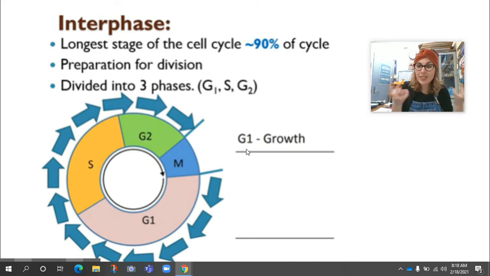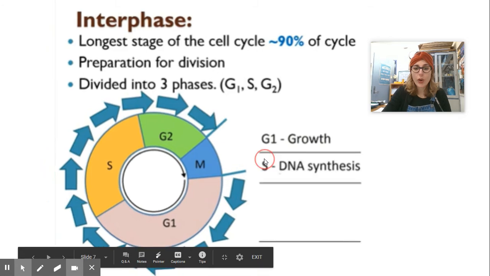So we're going to need enough cytoplasm for two new cells. And we're also going to be making sure that the cell has enough nutrients to get ready to be two new unique cells. We then have the S phase of interphase.